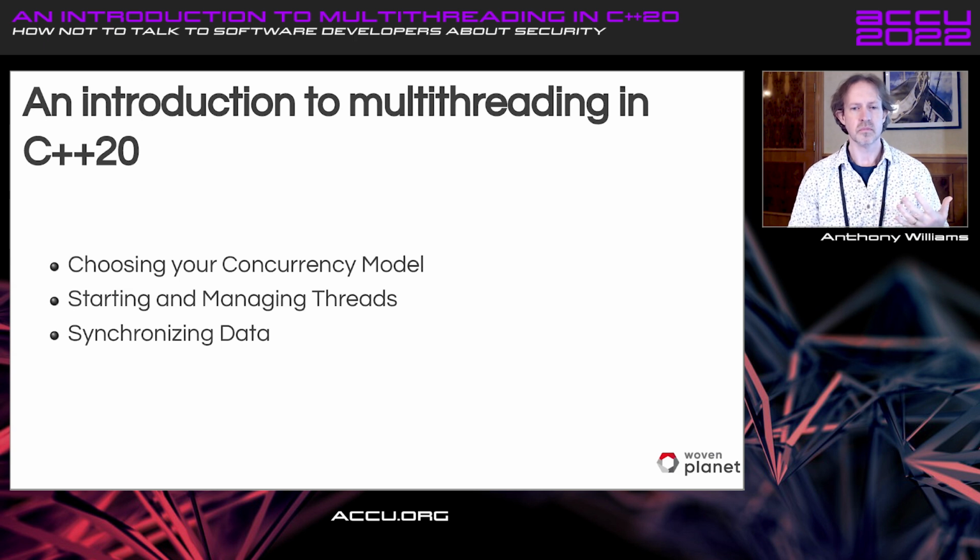So in C++ 20, there are a few things. Firstly, I'm going to look at choosing your concurrency model. Why are you doing multi-threading, what sort of approach are you likely to take, and how does that impact things. Then we're going to look at the C++ 20 facilities for starting and managing threads, and then crucially synchronizing data, because that is one of the things that is more involved with multi-threaded code. If you have any experience writing multi-threaded code using other libraries or other languages, then I'm sure you're aware.